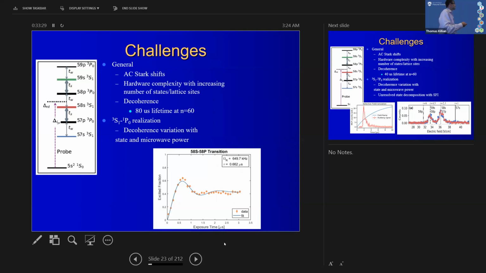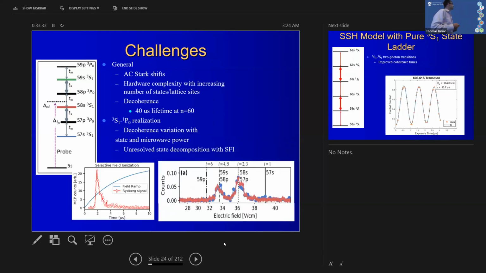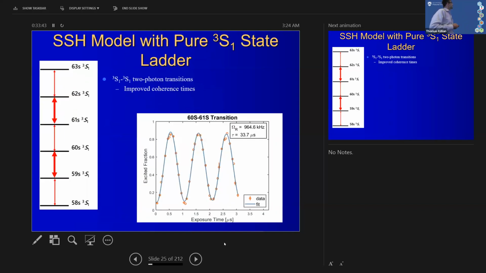And the decoherence would vary with microwave power. So somehow the coupling is hurting us. But also, as I mentioned, with the S to P, we only have two site resolution. So we were able to do nice work here, but we really want to do a little better. So what we transitioned to is a ladder of pure S states. So triplet S with 2 photon transitions.